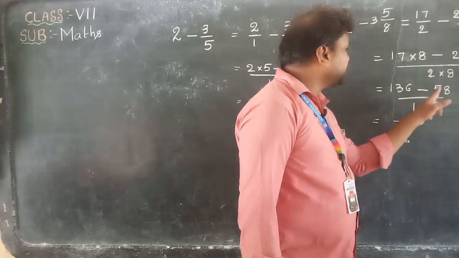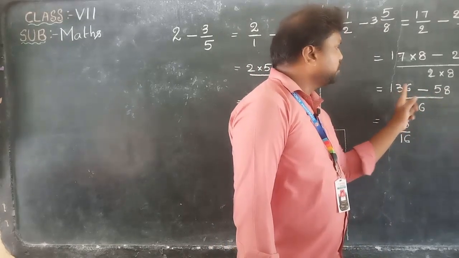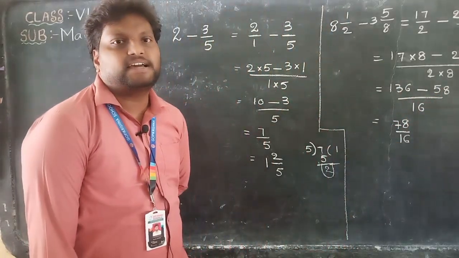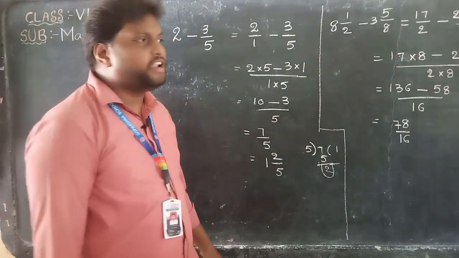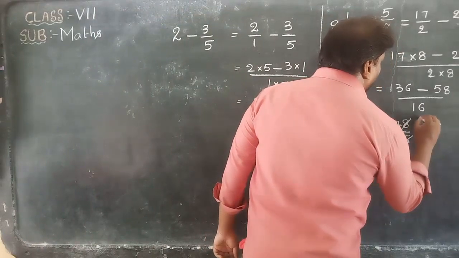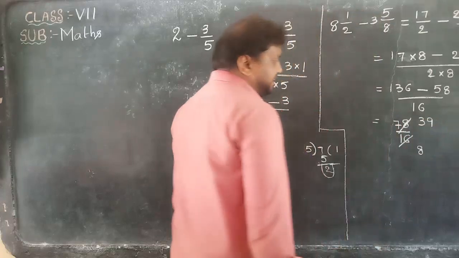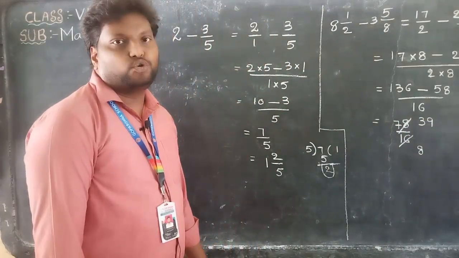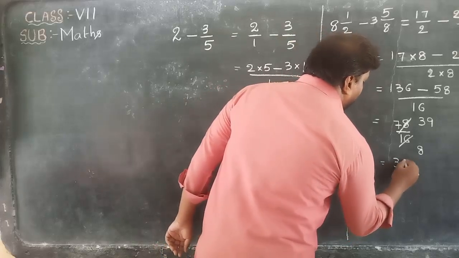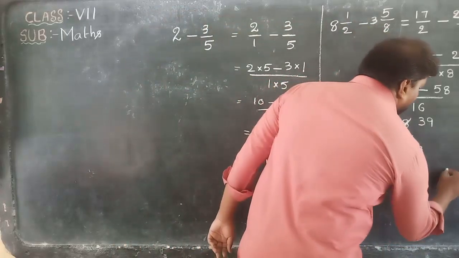Check it once again. 16 minus 8 is 8, and here 12, meaning 2, 12 minus 5 is 7. 78 by 16. 78 is an even number and 16 is also even, so cancellation with 2 is possible. 2 eights are 16, 2 thirty-nines are 78, so 39 by 8. Again this is an improper fraction, and we will convert it into a mixed fraction.